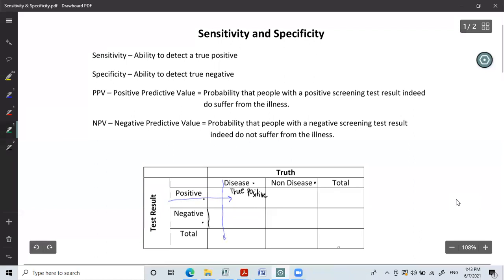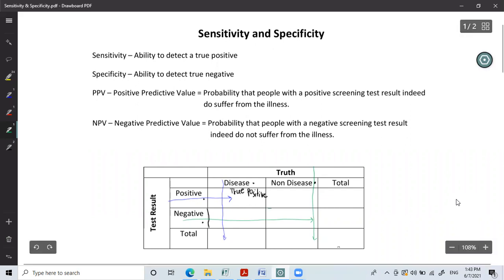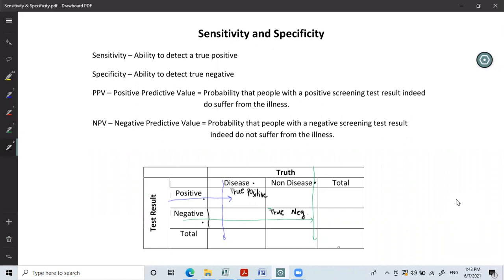In the same manner, if the person is not suffering from the disease, that is the truth, so this column, and the test also gave the negative result. So the person is not suffering from the disease, so the test should give a negative result if the test is correct. So that is called a true negative. So this cell is called the true negative. Now you can guess what the other cells are.